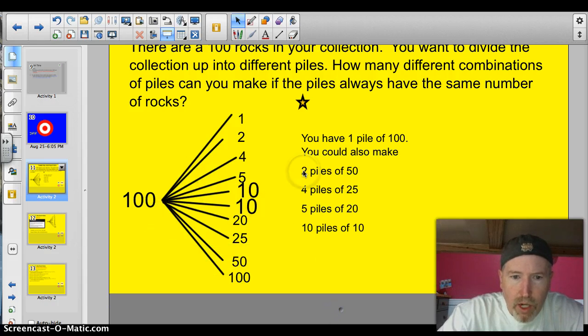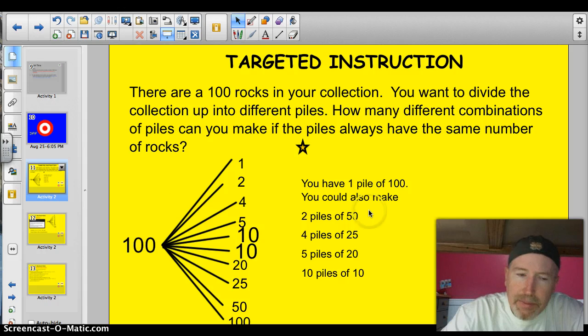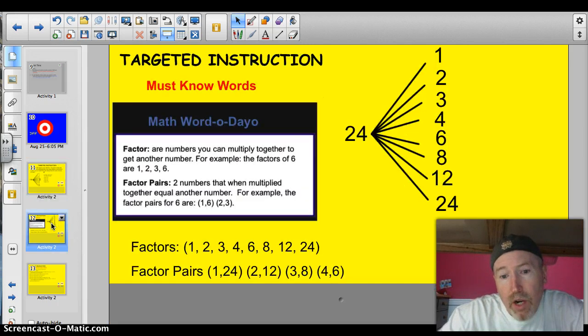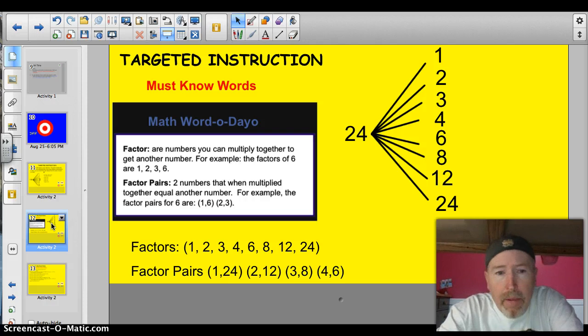I took and broke 100 down into its factors, and I found that you could have that one pile of 100 that the kid started with, or you could have two piles of 50, 4 piles of 25, 5 piles of 20, or 10 piles of 10. Finding factors is a very important mathematical skill, and it shows a lot of number sense if you can do it. I'm going to try to give you some hints on how to do that today.